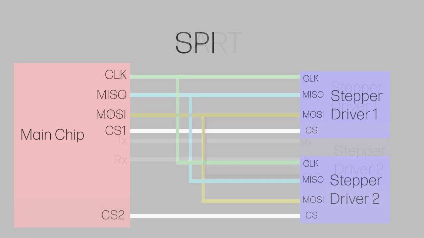So SPI uses a clock pin, MOSI, MISO, and CS. The clock is the timing signal, so that the two chips know what the timing is between them. MISO is master in, slave out, so that's an input for the master, output for the slave. MOSI is master output, slave input, so the opposite. And then your CS is your chip select.